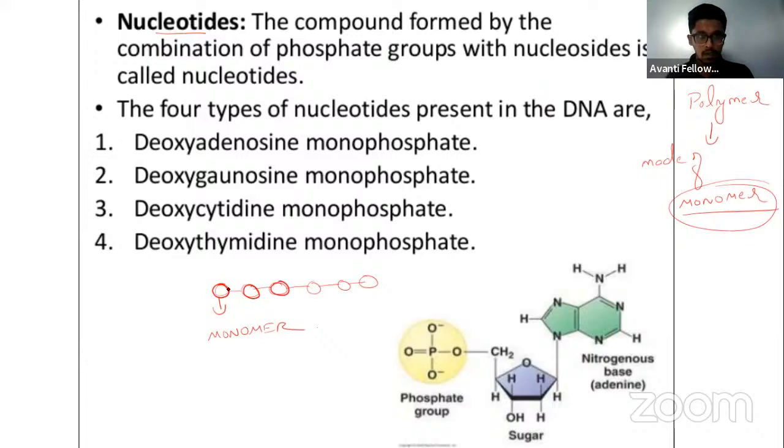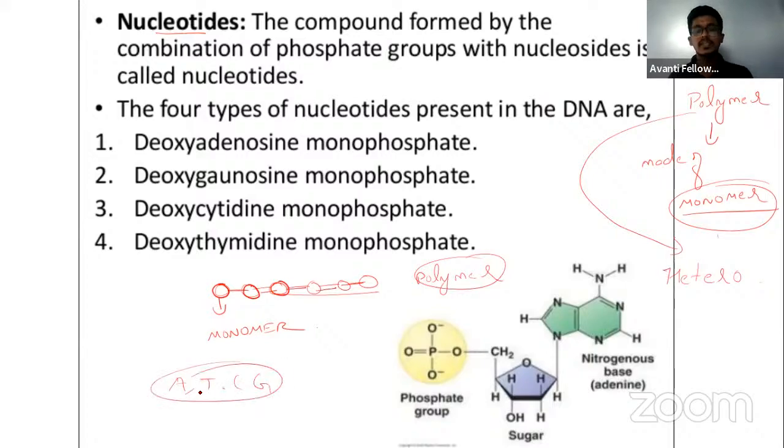Now we have many monomers coming together to form a chain. So this whole chain is called what? It is called a polymer. Our DNA is a polymer. What kind of a polymer is it? We are a heteropolymer. Why hetero? Because our nucleotides are of 4 different types: adenine, A, T, C, G are the 4 monomers. So what are the monomers of DNA? The monomers of DNA are called nucleotides.